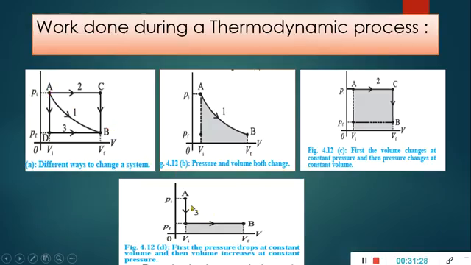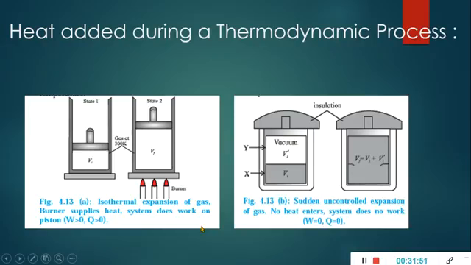Only the path is different to reach the final state from the initial state, and the amount of work done is also different. Here the shaded area shows the amount of work done. The most work is done in the path A, C and B, and the amount of work done is least in this other condition.